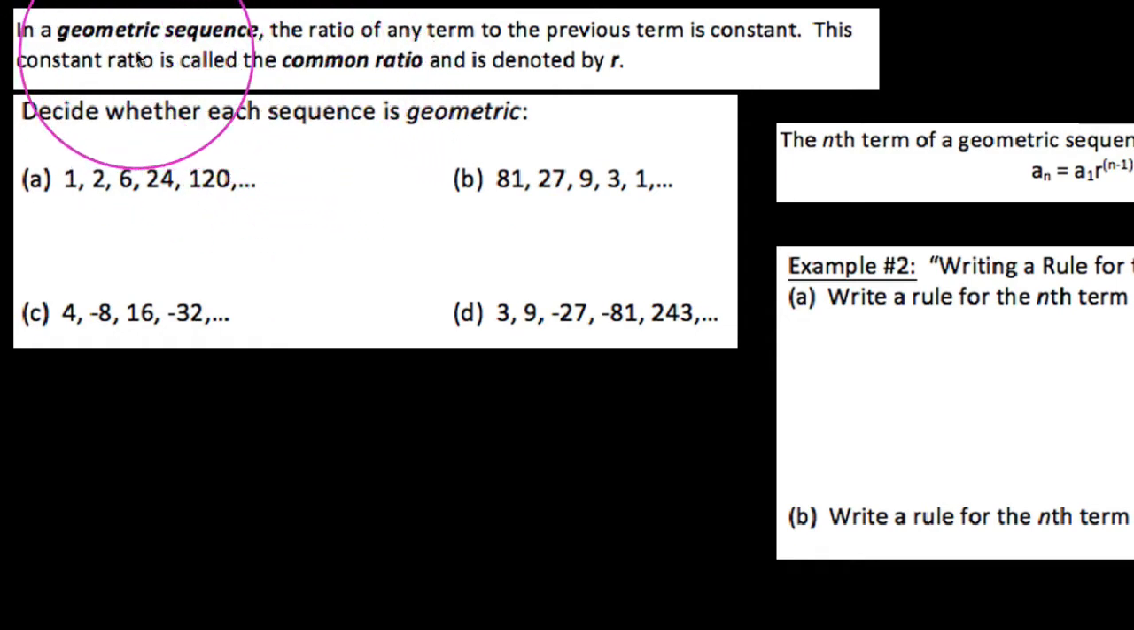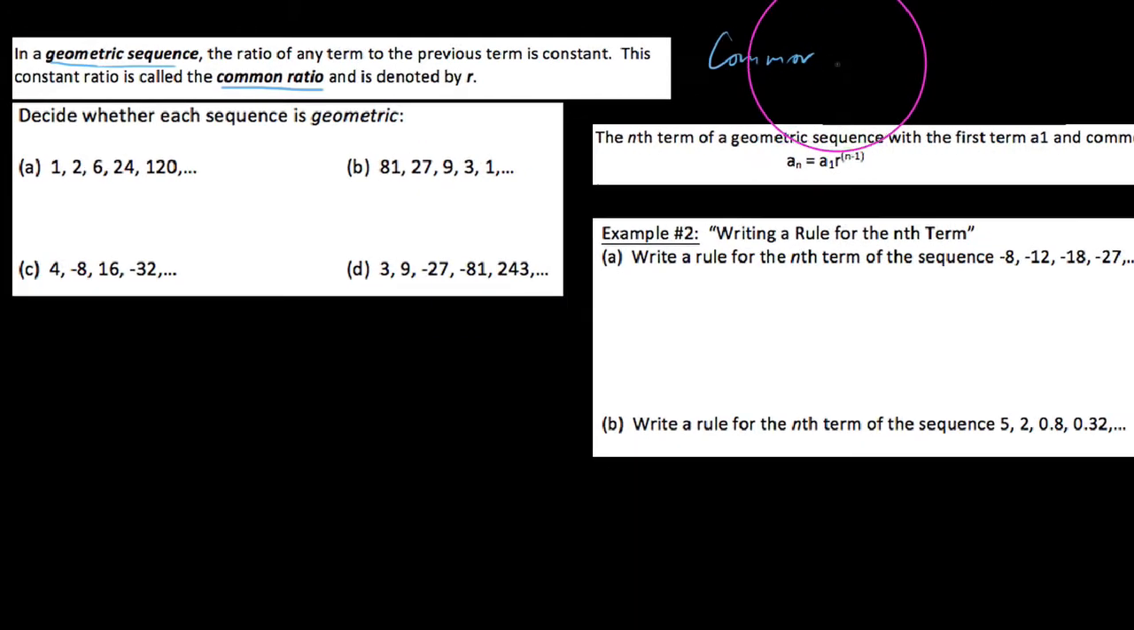To define what they are in the first place, we say any geometric sequence, the ratio of any term to the previous term is constant. This ratio is called the common ratio. If you studied arithmetic sequences before, you looked at the common difference. Well, we're talking about the common ratio, and we use the letter R to denote this.